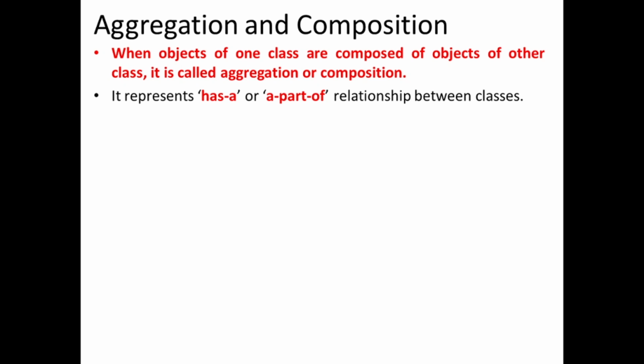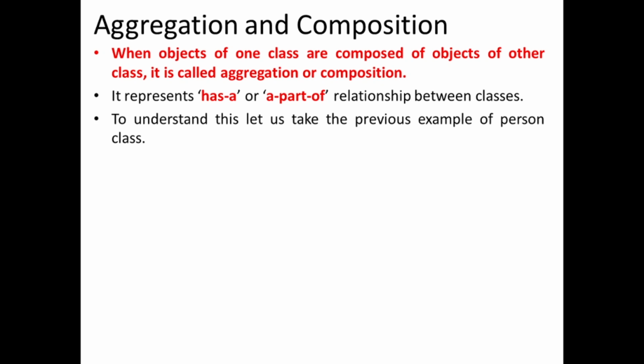Remember, this is very popular. It can be asked in the examination also: aggregation and composition contain which type of relationship? It is known as 'has a' or 'a part of' relationship. It means one class is made up of another class. To understand this, let us take the previous example of the person class.